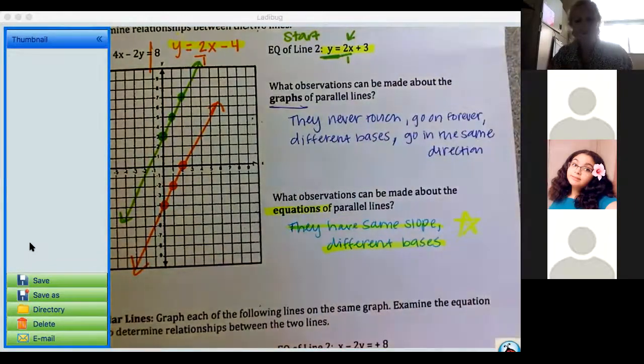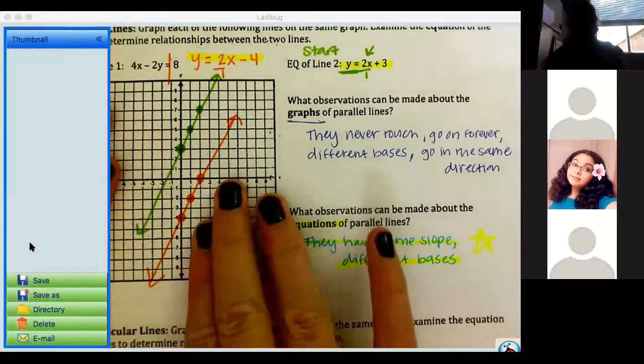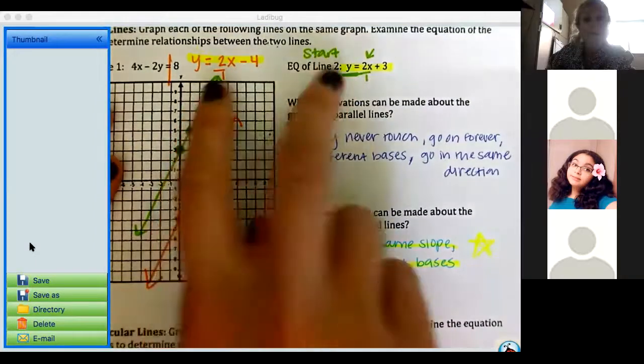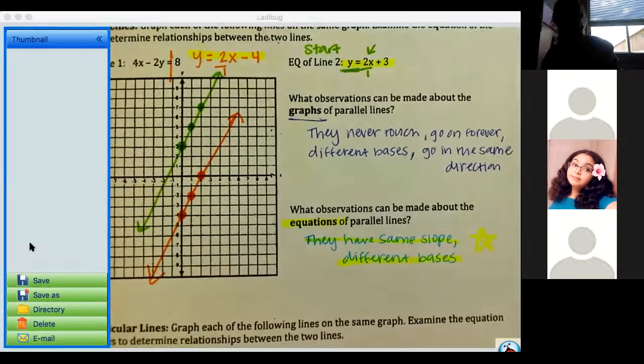We'll write this down in your notebooks in a minute, but what you guys just helped me discover, and now you've seen it, so you know it's true: parallel lines will have the same slope and different bases every single time. And you guys just helped me figure that out. So very good. Does that make sense? All right. We ready to move on?